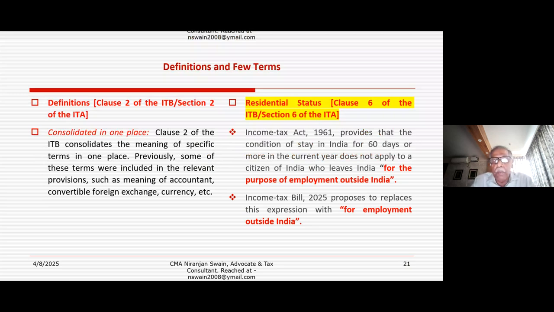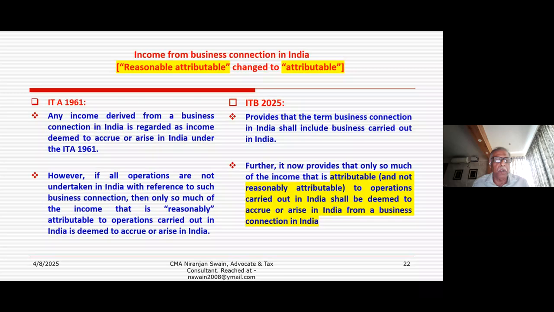So you are going for the purpose of employment, but you are not going for employment. You are not employed, but still you will enjoy that residential status. Thereby, since you become a resident, income outside India is also taxable in India. If you have become non-resident, income outside India is not taxable in India. That is why for the purpose of employment has been replaced with for employment outside India. Employment outside India is much more focused than the purpose of employment.